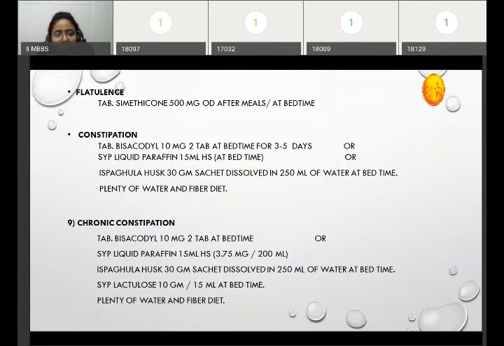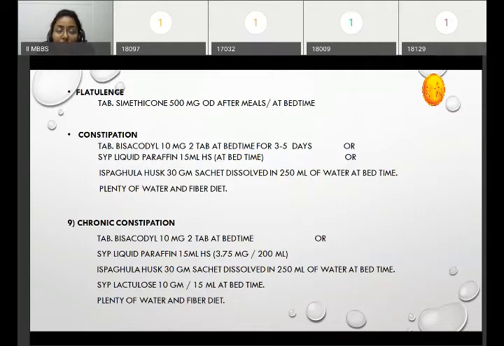So isafgula is given in sachet form, which you have to take in water. Its weight is a 30 gram sachet, dissolved in 250 ml of water at bedtime. This is the dose and the proper instructions for how isafgula is taken. You have to give instructions like take plenty of water along with a fibrous diet. Okay, this is the treatment of constipation.